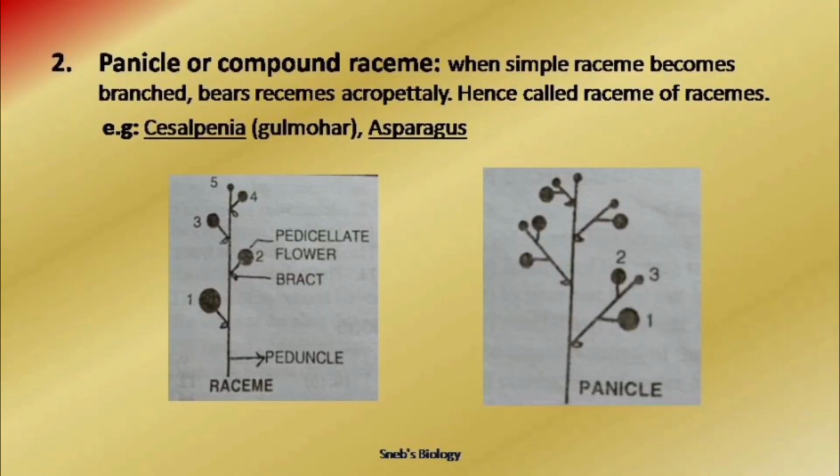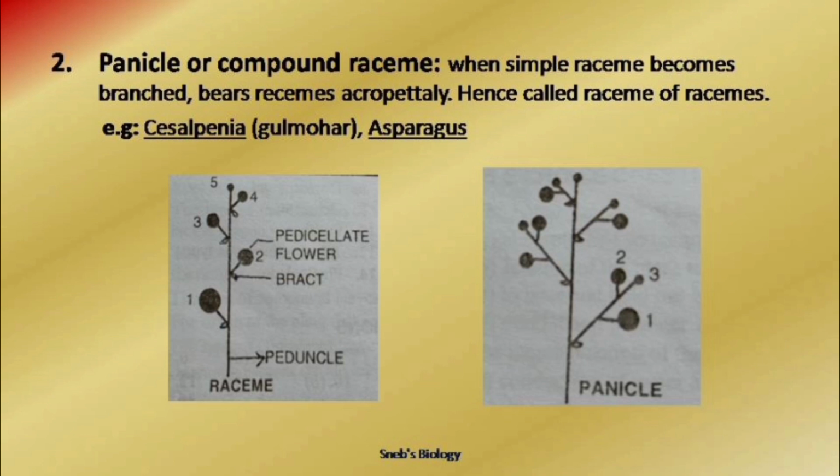Now the second inflorescence is panicle. A panicle is a branched raceme. That means it would be raceme type, but in raceme, it was a simple, only one axis. In this case, there would be a compound one. So look at the diagram.